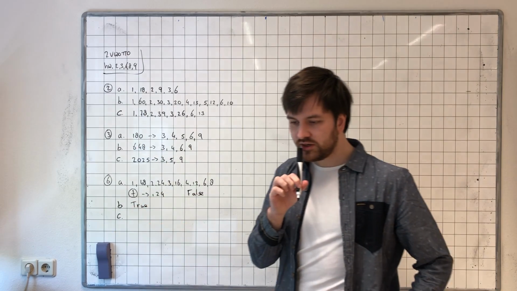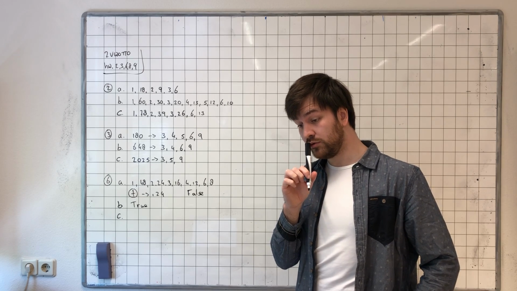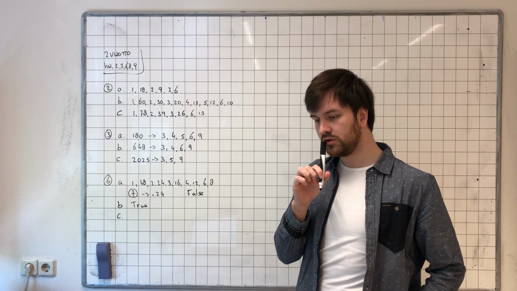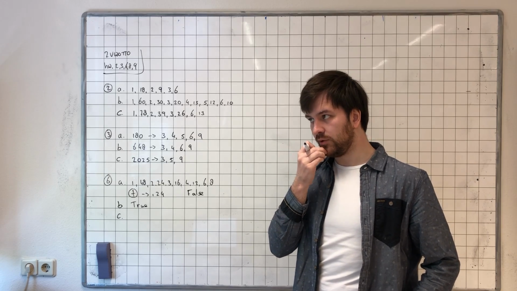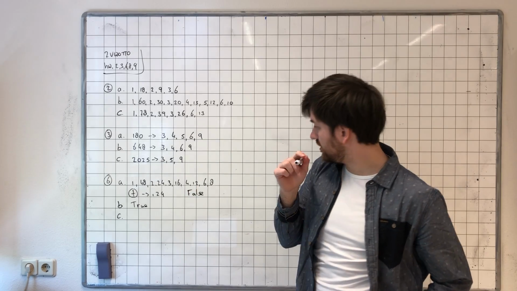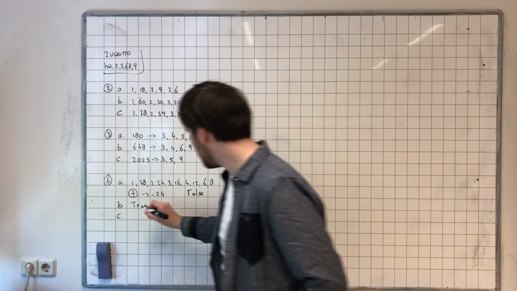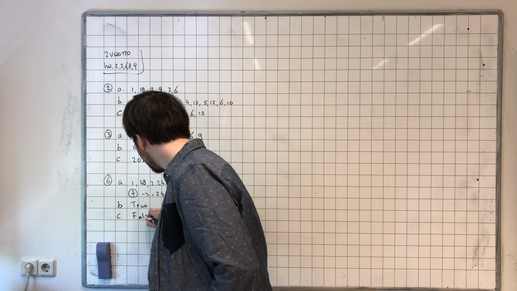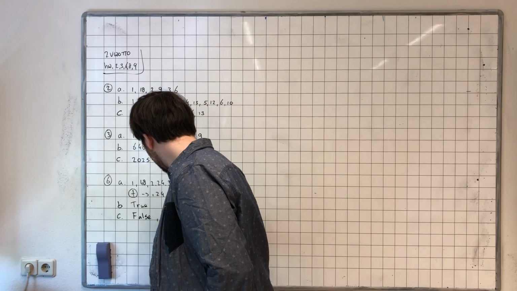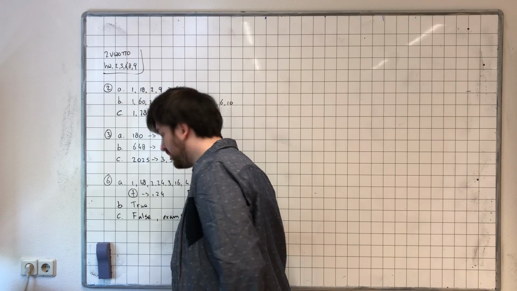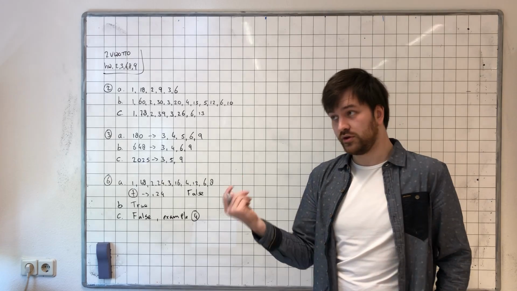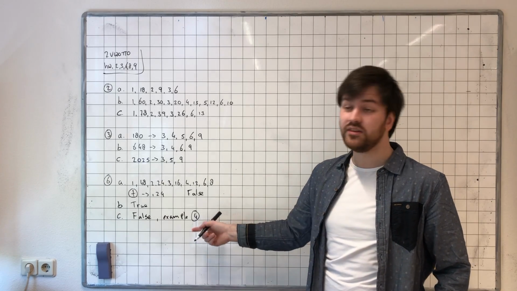C. Every natural number that is divisible by 2 and 4 is also divisible by 8. Think about that. Well, there's actually a really easy counterexample. If you look at the number 4, 4 is divisible by 2, 4 is also divisible by 4, but this is not divisible by 8.